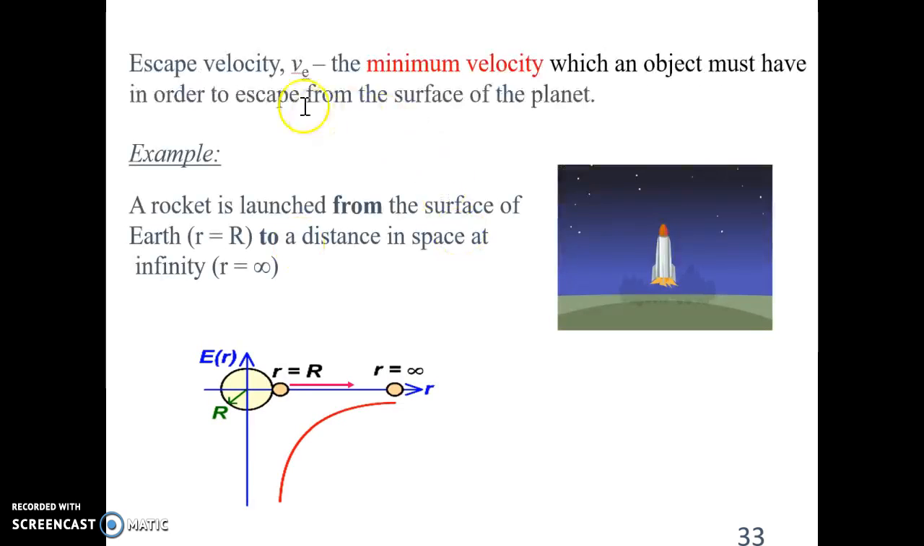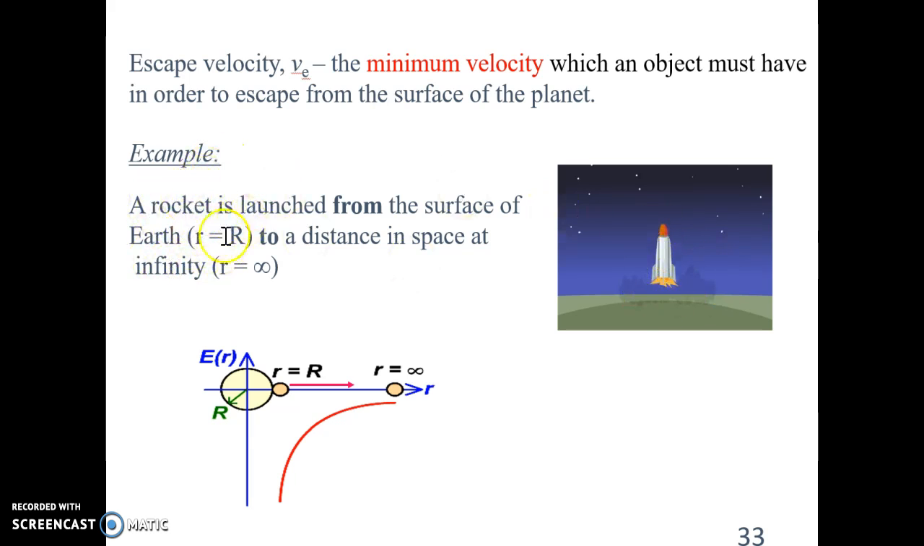So what is escape velocity? It is the minimum velocity needed for an object to escape from the surface of a planet. We take an example to explain this concept. I have an example here, a rocket.